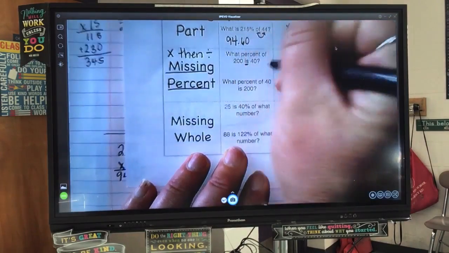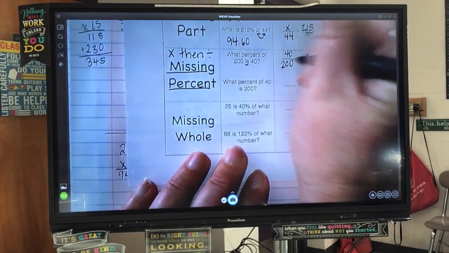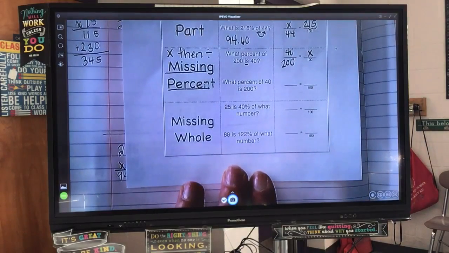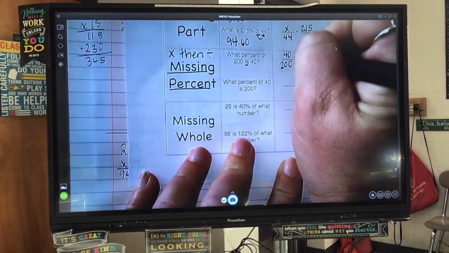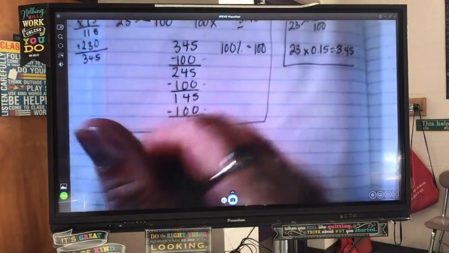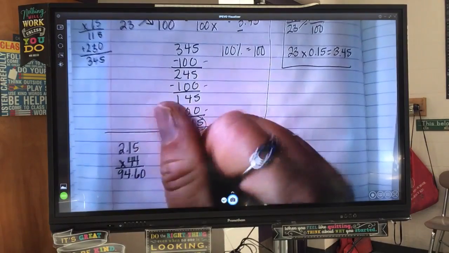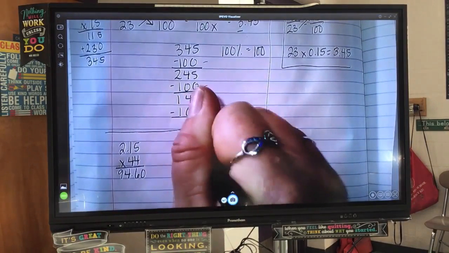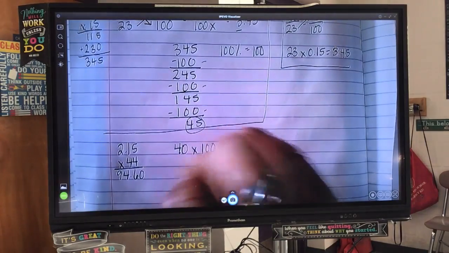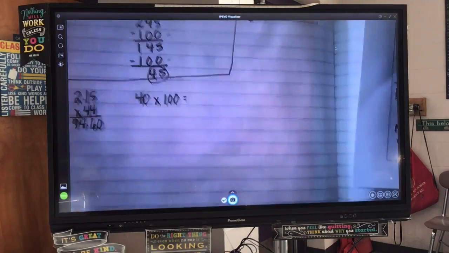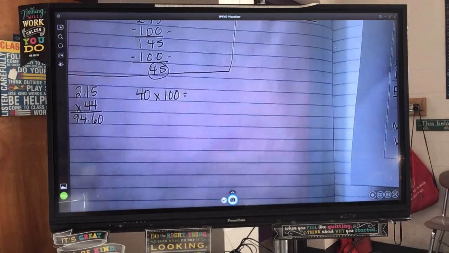So what percent of 200 is 40? Alright, so here's where we do our cross multiplication, and then we're gonna multiply. So you're gonna cross here and here. I'm gonna do it in my notebook. So I'm gonna do 40 times 100. And then this is where you multiply, then divide.